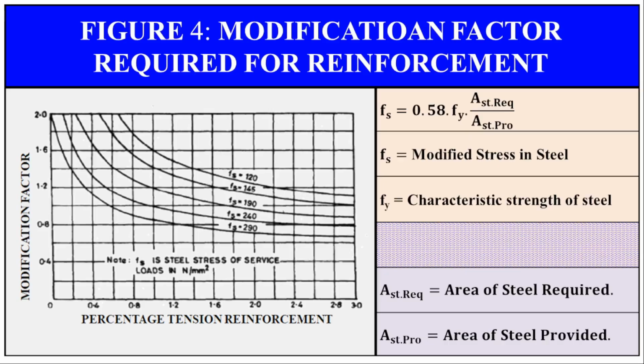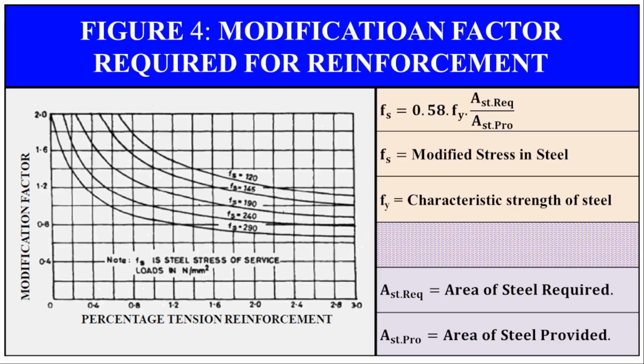Ast,pro represents the area of steel provided. This is the actual cross-sectional area of the tension reinforcement that is being incorporated into the structural element. It might be equal to, or sometimes greater than, the required area due to practical considerations like bar sizes and spacing.